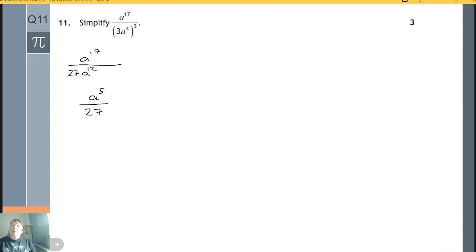One of the points is for multiplying out and remembering that it's 27. 3 cubed is 3 times 3 times 3. I think a common error that they're going to get there is people putting 3 on the bottom instead of 27.